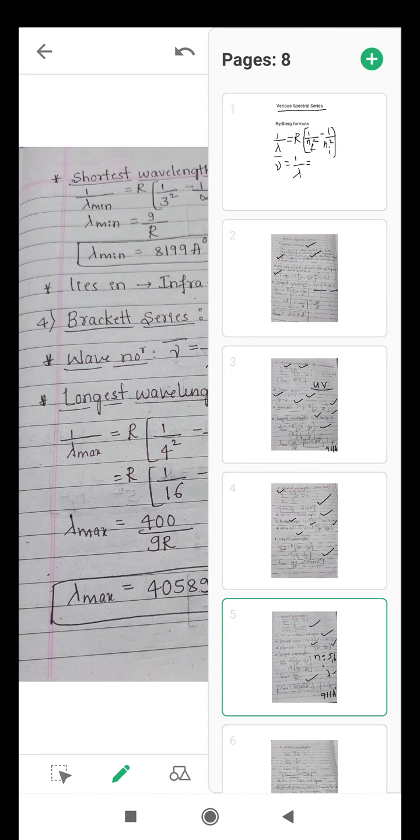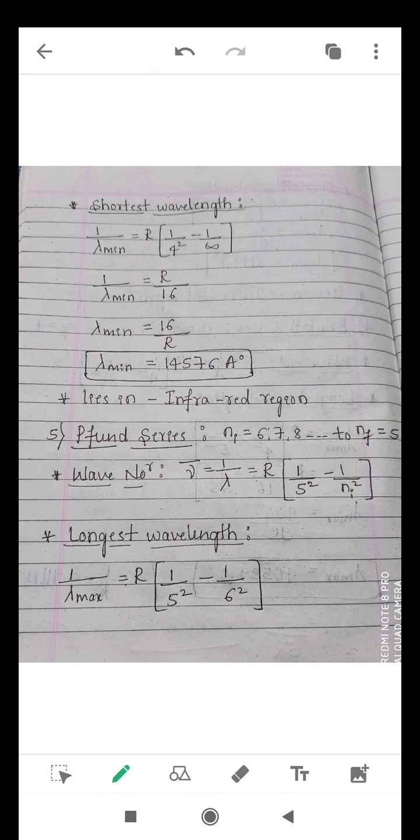Now we'll get the value of the shortest wavelength for the Brackett series. Again the same method. So 1 divided by lambda minimum is equal to R times of 1 divided by 4 square minus 1 divided by infinity. Since 1 divided by infinity goes to 0, therefore the lambda minimum for the Brackett series is 14576 angstroms. And this series lies in the infrared region of the electromagnetic spectrum. So the last one is Pfund series.